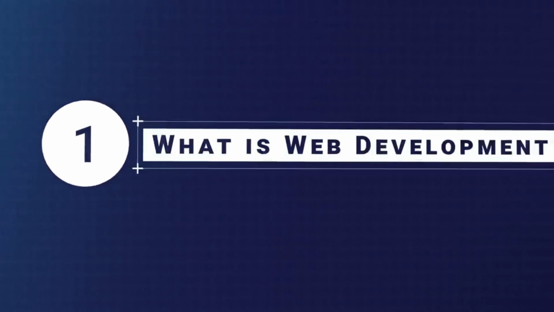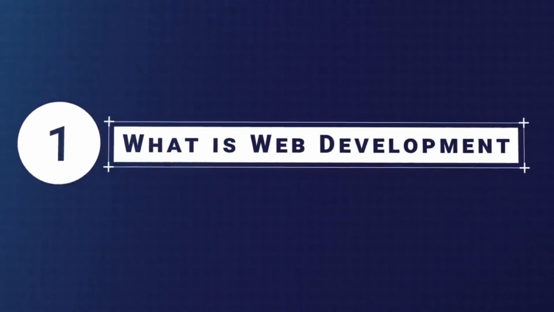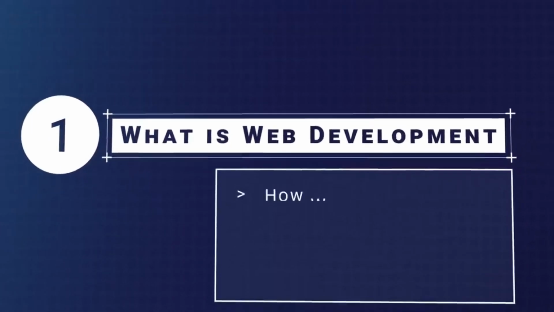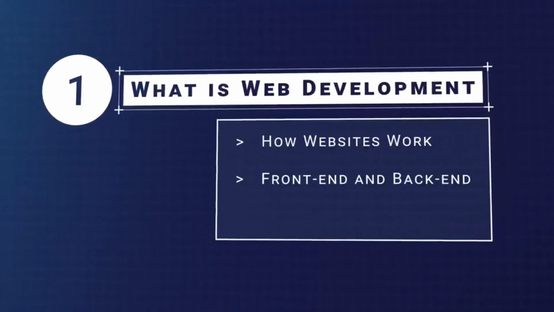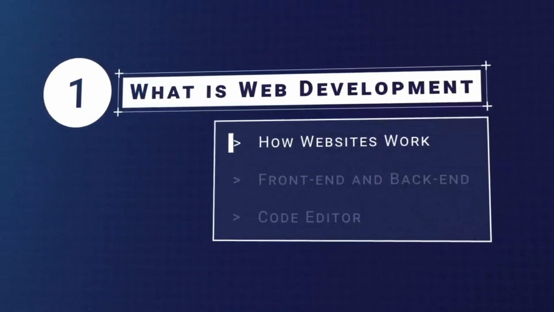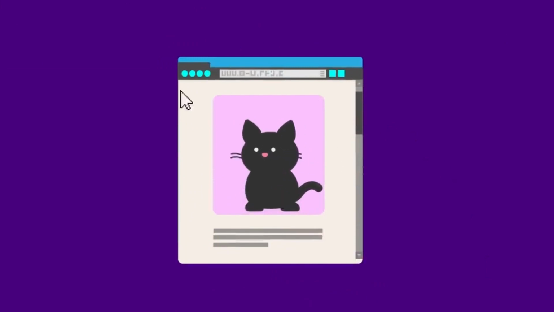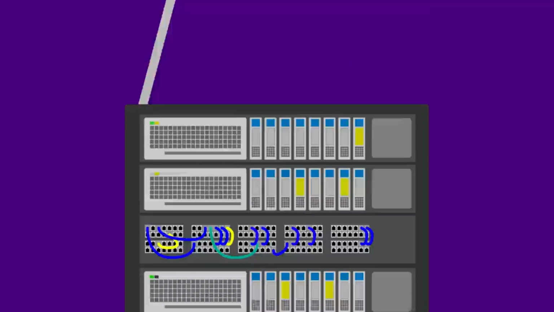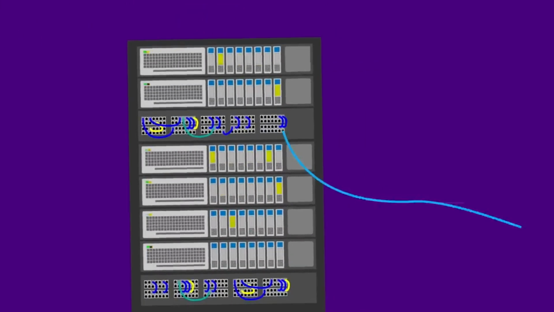Before you get into actual coding, you'll need to understand some general concepts as you start your journey into web development. How websites work, the difference between front-end and back-end, and using a code editor. All websites at their most basic are just a bunch of files that are stored on a computer called a server. This server is connected to the internet.